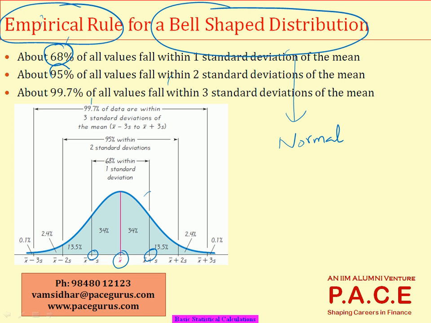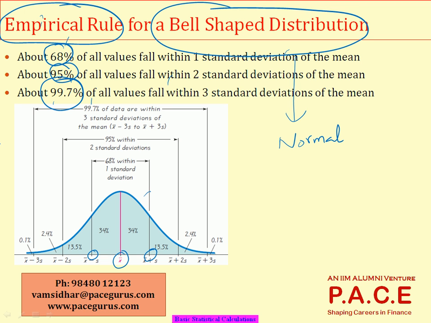Similarly, around 95% of them should lie within 2 standard deviations of the mean, and close to 99.7%, very close to 100, almost 99.7% of the data should lie between plus or minus 3 standard deviations from the mean. These are the rules that are applicable.